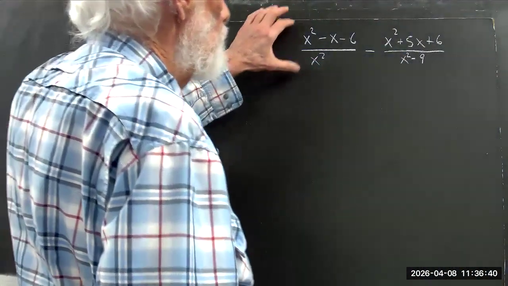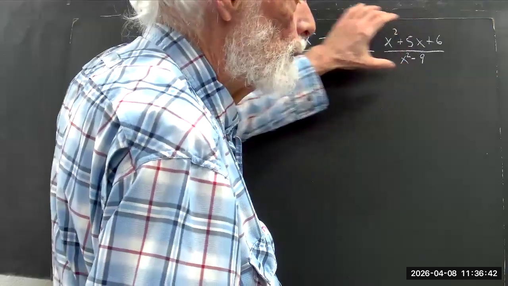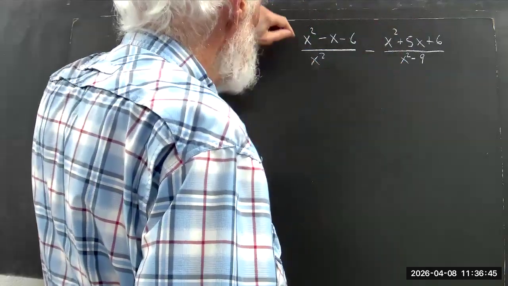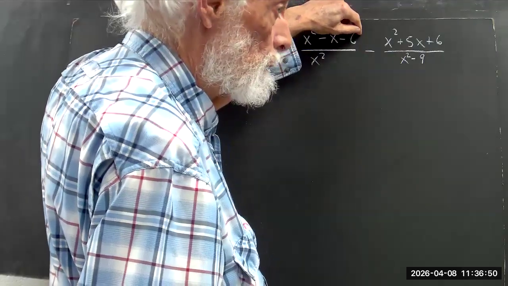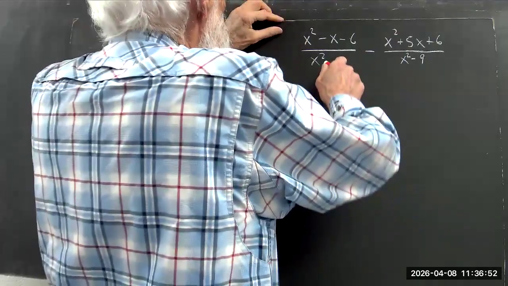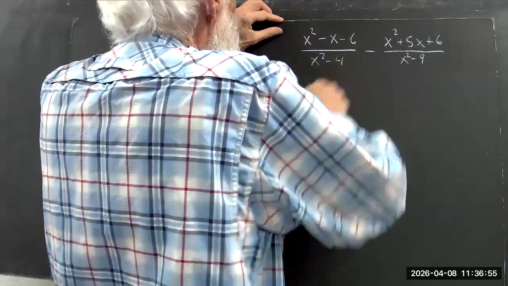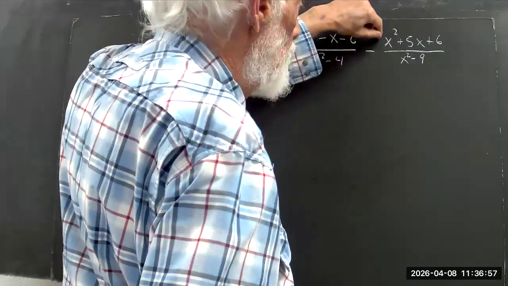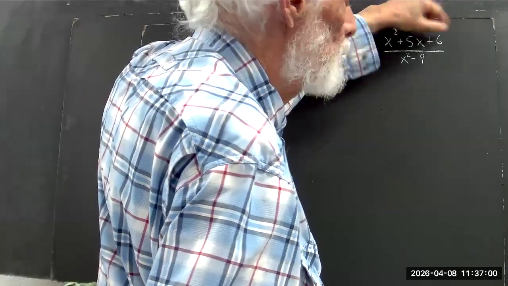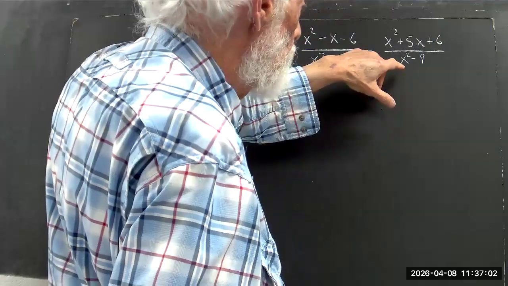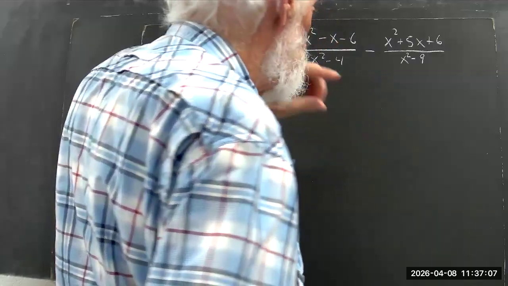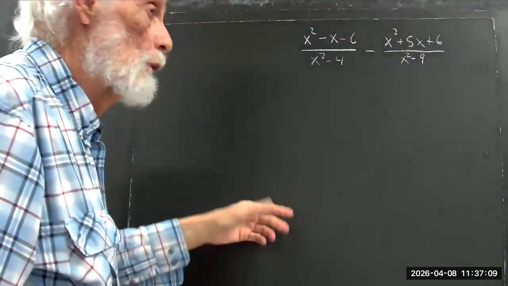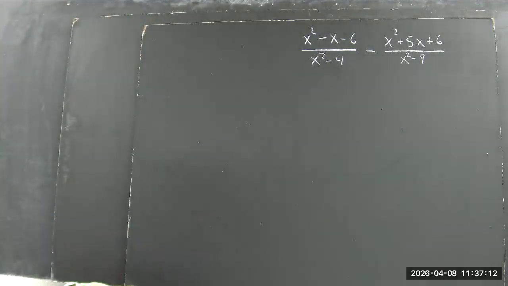We're going to start, as usual, with a quiz. We're going to subtract one rational expression from another. The first rational expression is x squared minus x minus 6 in the numerator, divided by x squared minus 4. The second is x squared plus 5x plus 6 in the numerator, with denominator x squared minus 9. The second is subtracted from the first. So go ahead and work on that, and we'll discuss it.